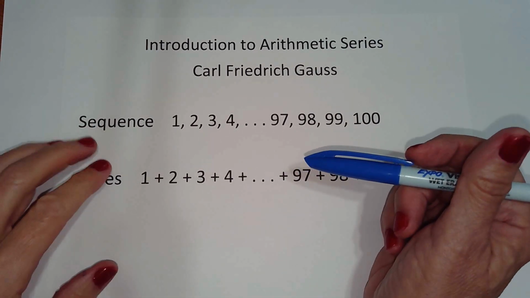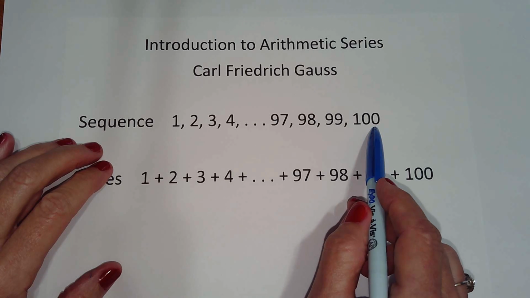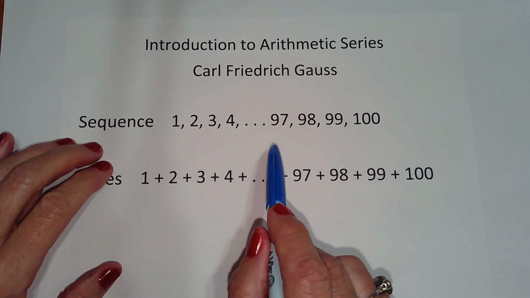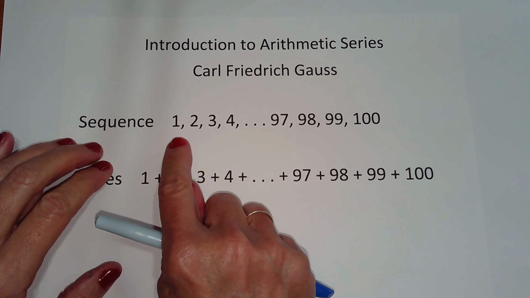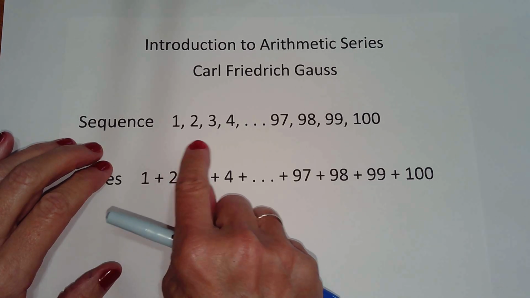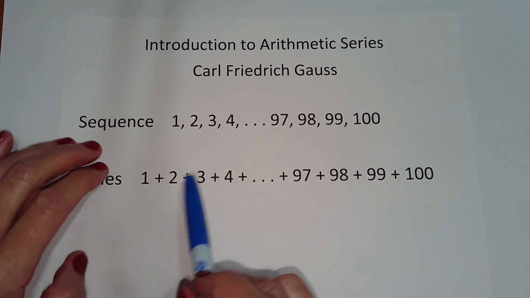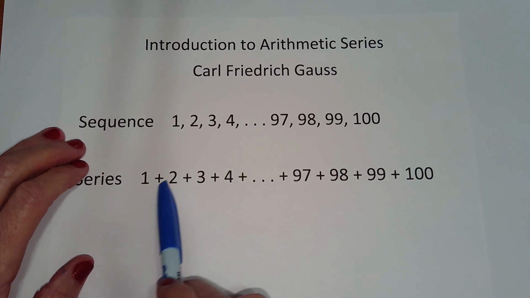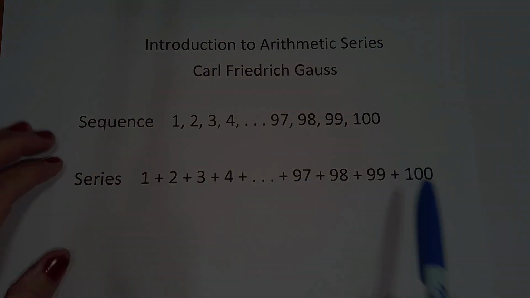Here is the famous sequence, the counting numbers from 1 to 100. It is a sequence because it is an ordered list of numbers. It is an arithmetic sequence because from one term to the next, it goes up 1. There is a common difference. When you add the numbers in a sequence, it is called a series. This is an arithmetic series.